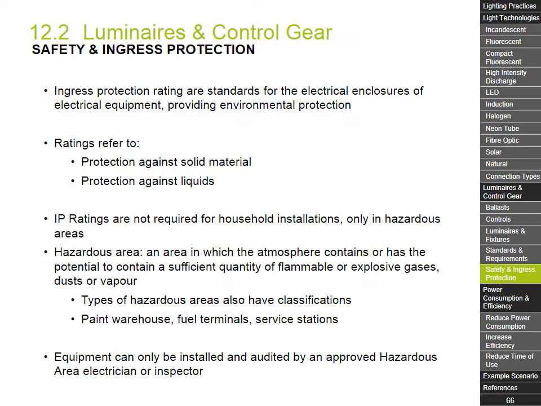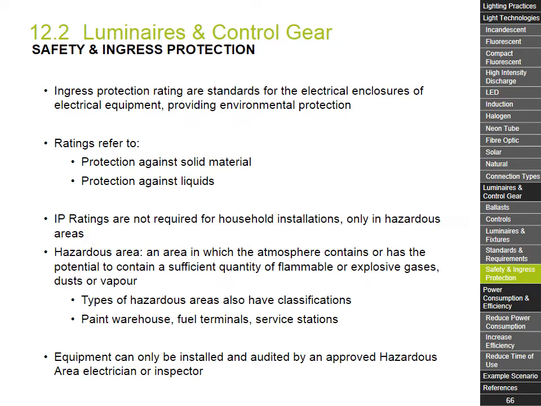The ratings refer to protection against solid material and liquids entering the enclosure that houses the electrical wires or other components that are vital to the performance of the lamp or equipment. IP ratings are not necessarily required for household installations, only in hazardous areas or areas where environmental conditions may reduce the running efficiency or lifespan of the lamp.